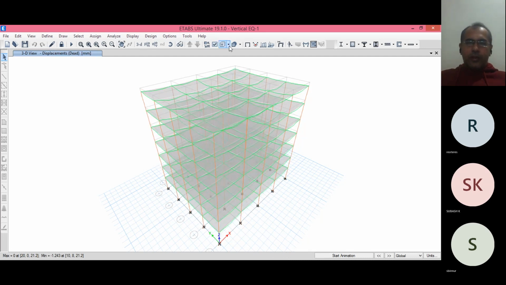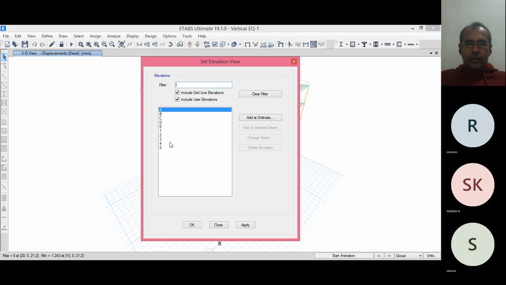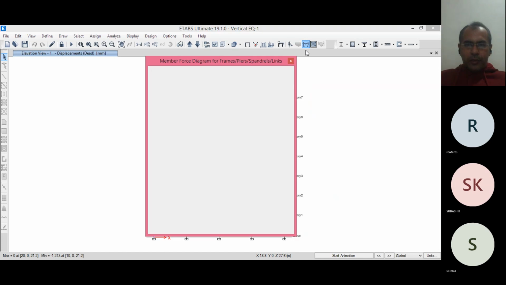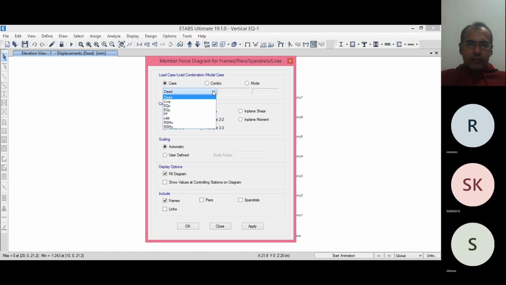Now we will see in the front elevation what is the bending moment for, let's say, response spectrum function X, Y, and the combination. In this I will select 1.2 dead load plus live load plus earthquake in X, right? I will select that particular load case and I will check the moment.